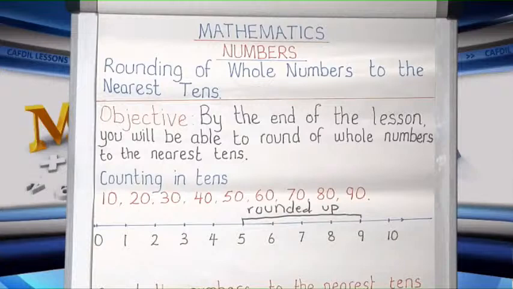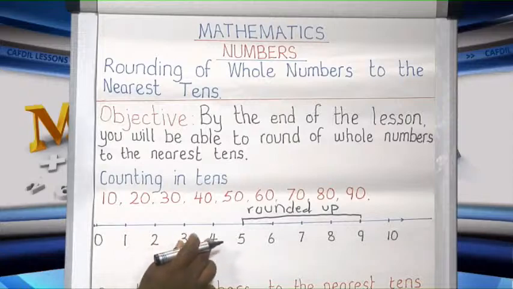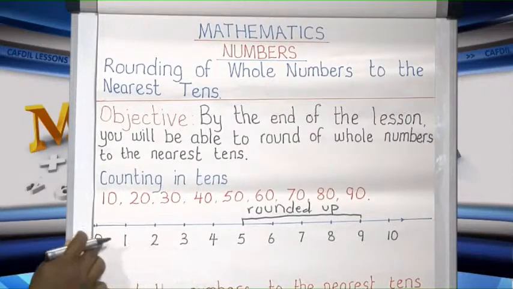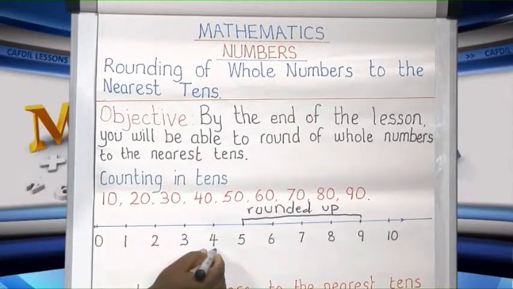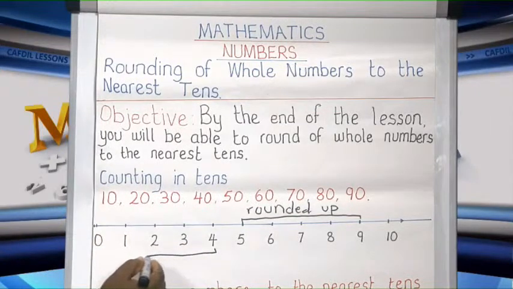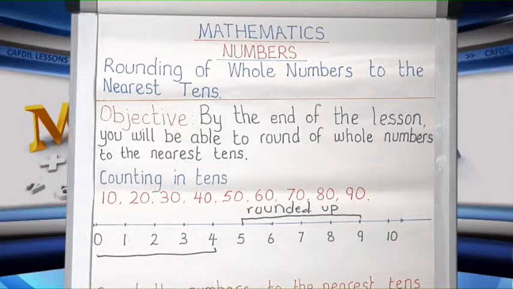So now let us look at the numbers. 1, 2, 3, 4, 5. So these 5 numbers. Then let's come to this one too. So 1, 2, 3, 4, 5. So here too, that one too, we say rounded down.